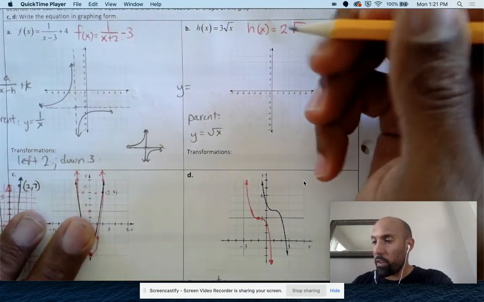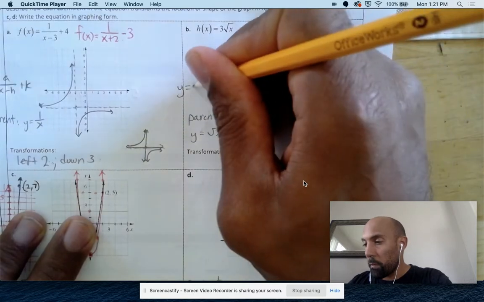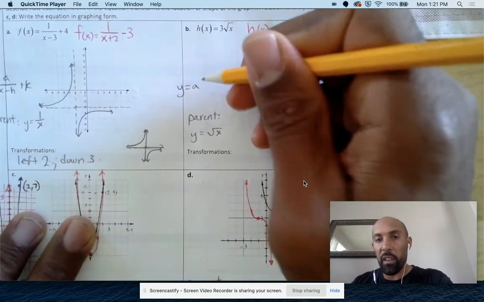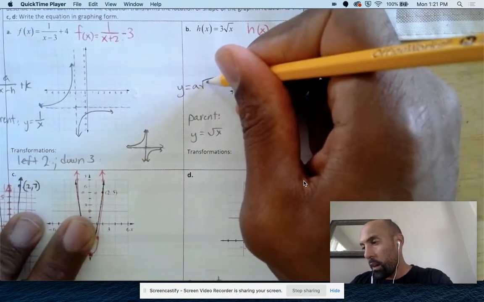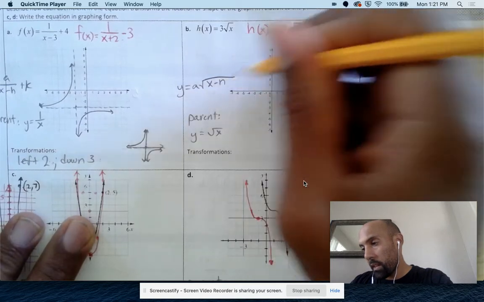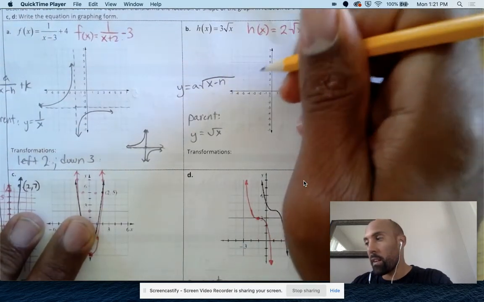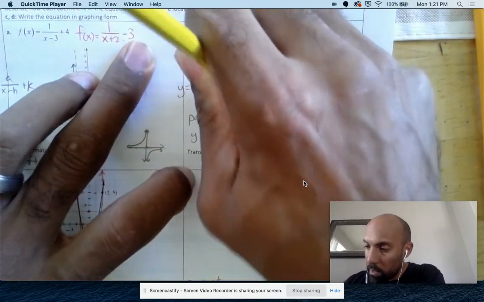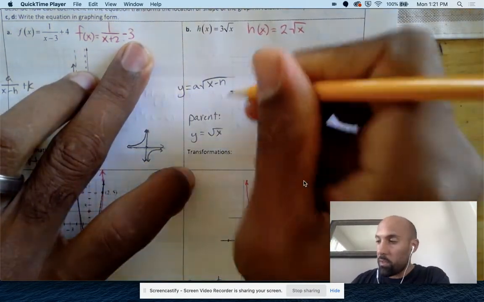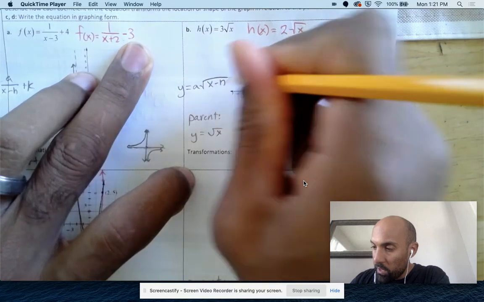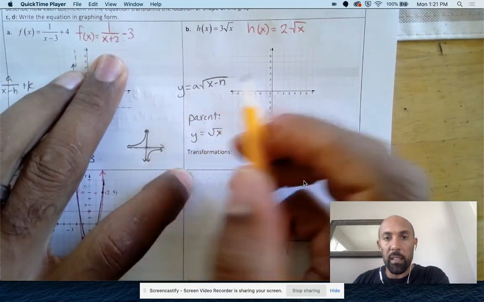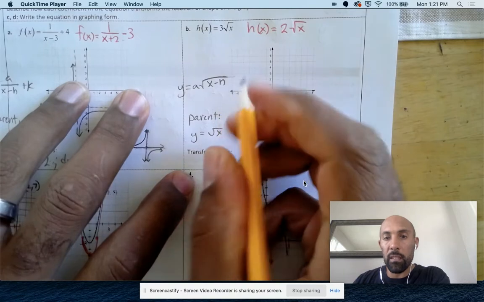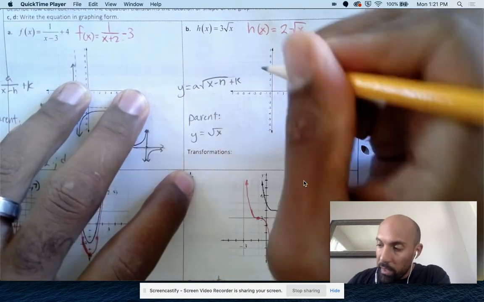To change a square root function, or radical as another name for it, the number in front is your a. Under the radical, that's your x minus h. And outside the radical to the right, plus k. I kind of drew that radical line a little too far, because the radical only covers the x and the h.